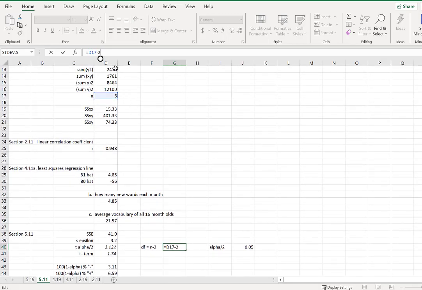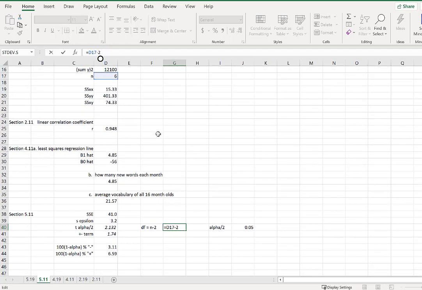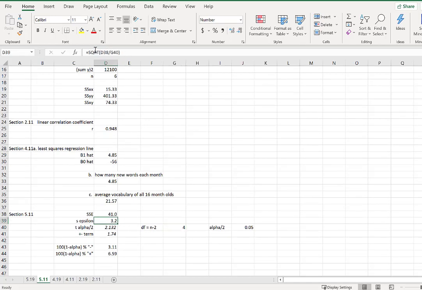So our n, then just subtracting 2 is what I did here in Excel for that value. So I have our n minus 2. To calculate the S epsilon, I'm going to have the square root of SSE divided by n minus 2. Here you can see we've got the square root function in Excel. Then we've got D38, which was SSE, or sum of the square of errors, divided by our n minus 2, which was the degrees of freedom. And that calculates out my sample standard deviation of errors, SE.